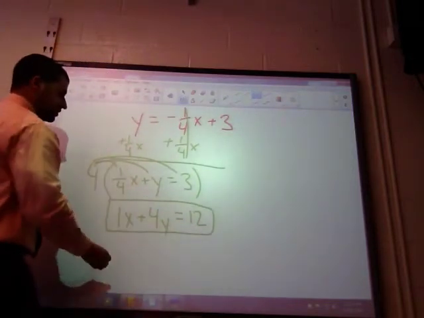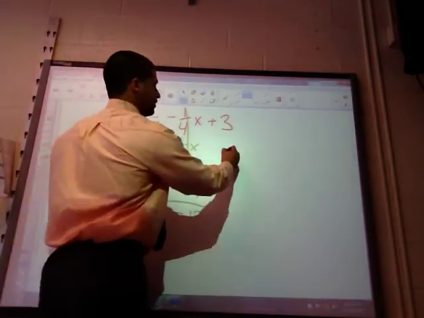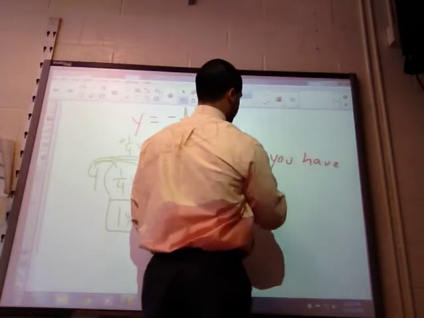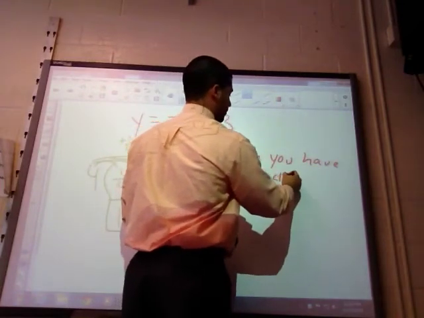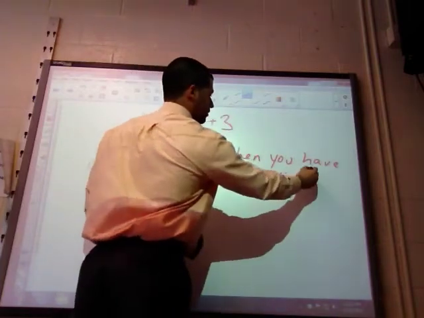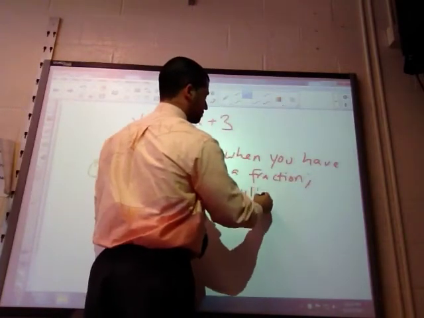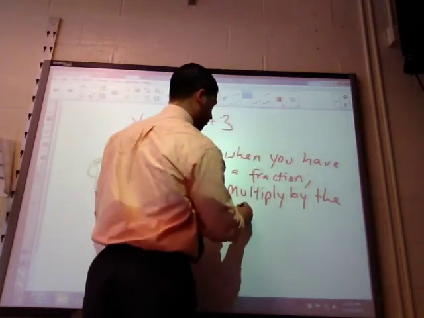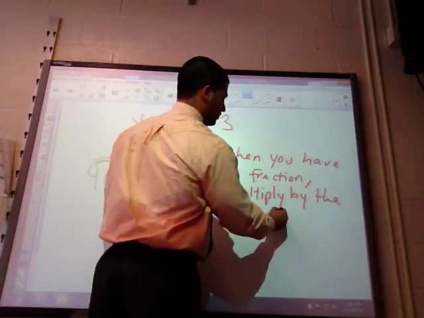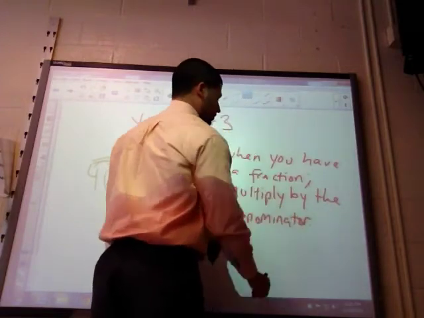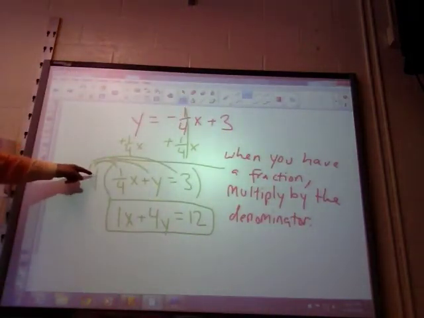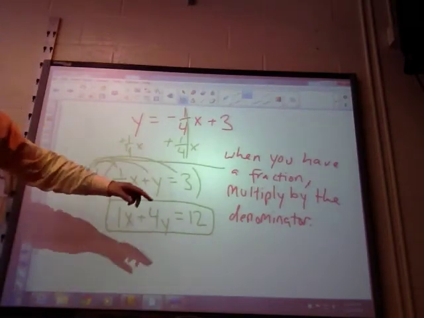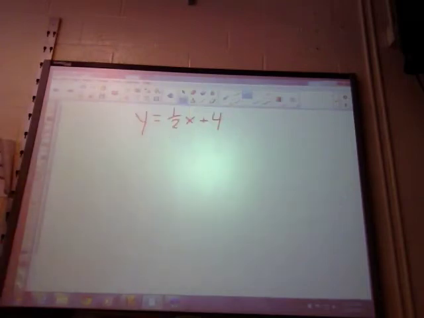So the next rule that I would state to you is when you have a fraction, multiply by the denominator. The denominator is 4, so I multiplied everything by 4. Remember, whatever I do to one part, I have to do to all parts, and that's why I did it to everything. Let's try this one.